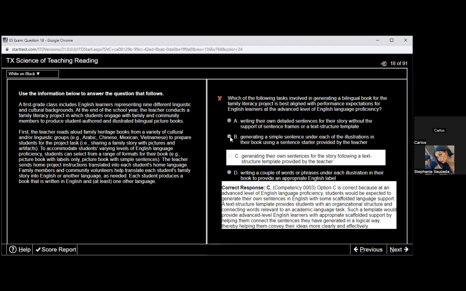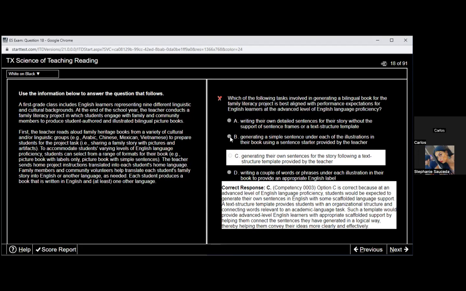So they've already told us first grade, and that it includes English language learners, which means we know that this teacher should be considering extra supports for language acquisition for English language learners, representing 9 different linguistic, cultural backgrounds. This is a teacher that has a large, diverse population. Think about that. That's a lot of diversity.